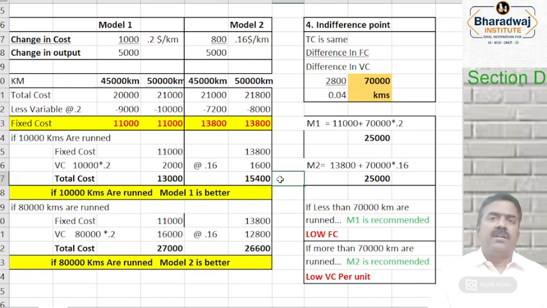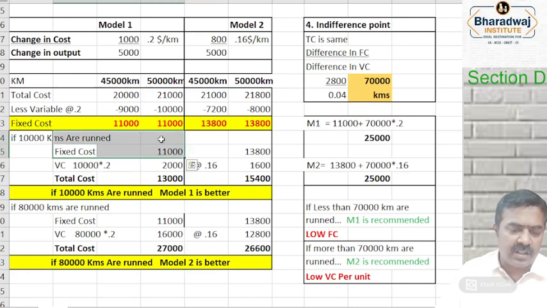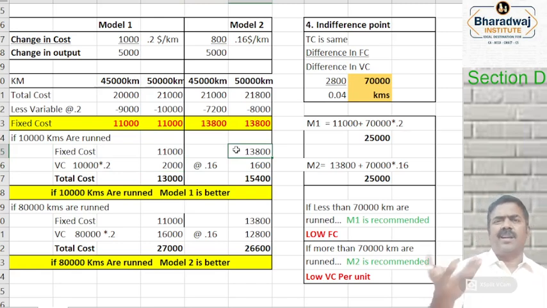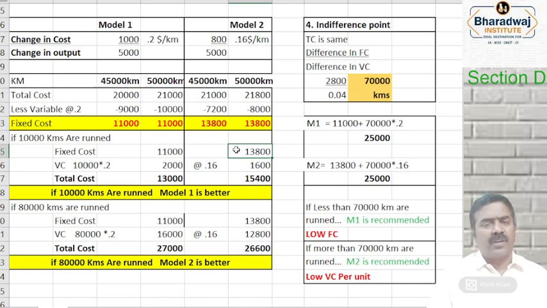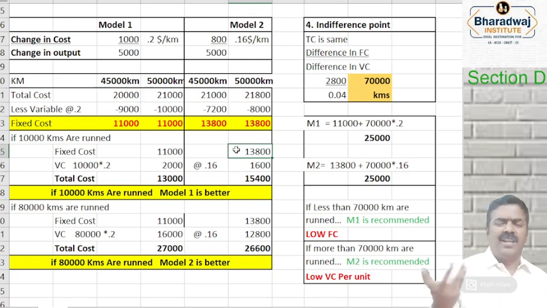For example, in personal life, whether you will go for a diesel car or a petrol car. A diesel car will have more fixed cost but less variable cost per kilometer. So when you are running for small size, like rarely you take the car and run, you will go for the petrol version, because it will have low fixed cost. Variable cost we are not bothered about because we are not using it frequently.